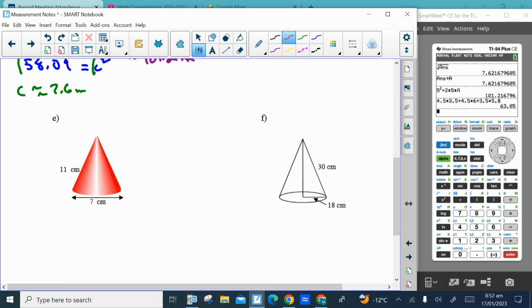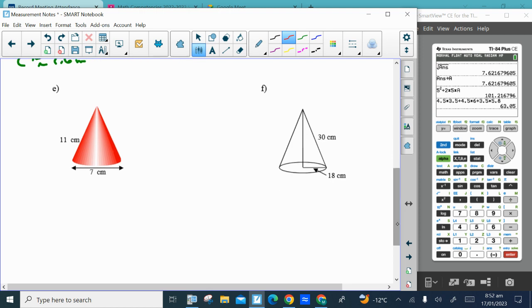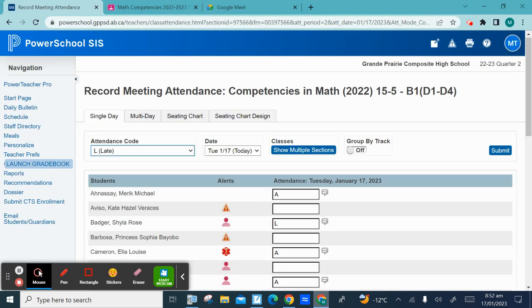So these next 2 are cones. And the formula for surface area of a cone we found was pi r squared plus pi rs. And once again, all of these formulas will be given to you on the formula sheet. You don't have to memorize them. They will be given to you.